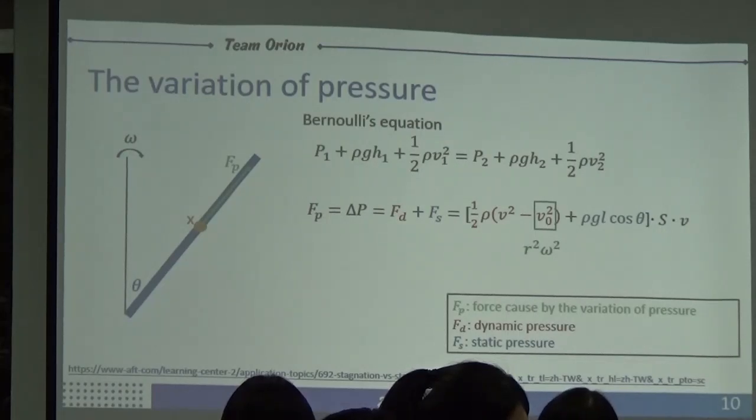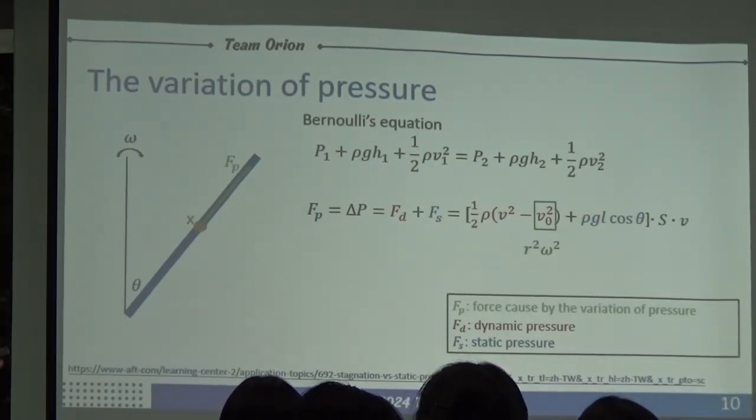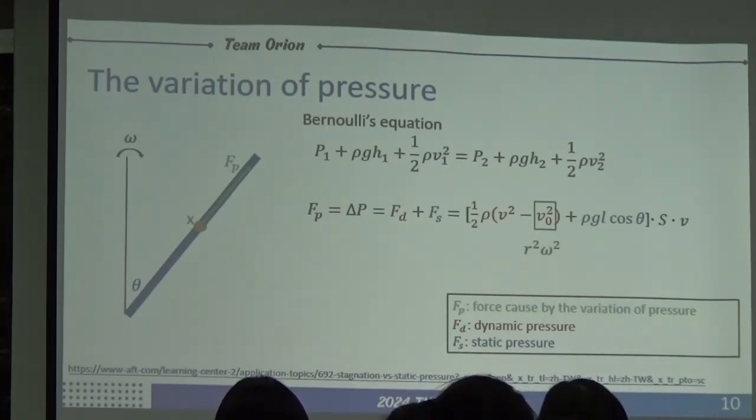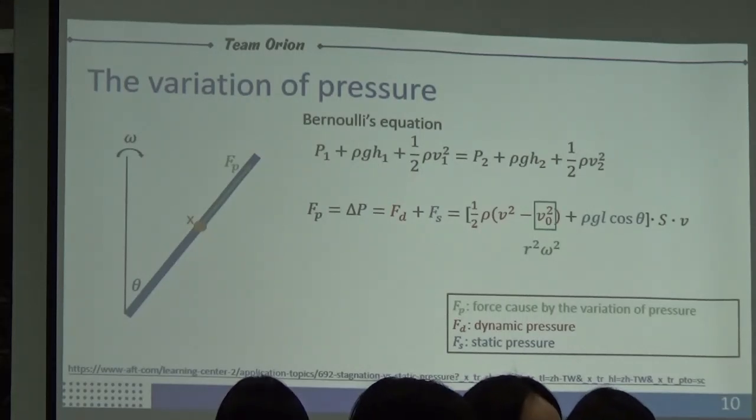And next force is the force caused by the variation of the pressure. To explain this force, we insert the Bernoulli's equation. Because of the pressure difference, there are two forces caused by pressure difference, both the dynamic pressure and the static pressure. The red one is the dynamic pressure, the blue one is the static pressure. And in the dynamic pressure, this refers to the velocity of water coming out of the straw, and it refers to the velocity of water particles.